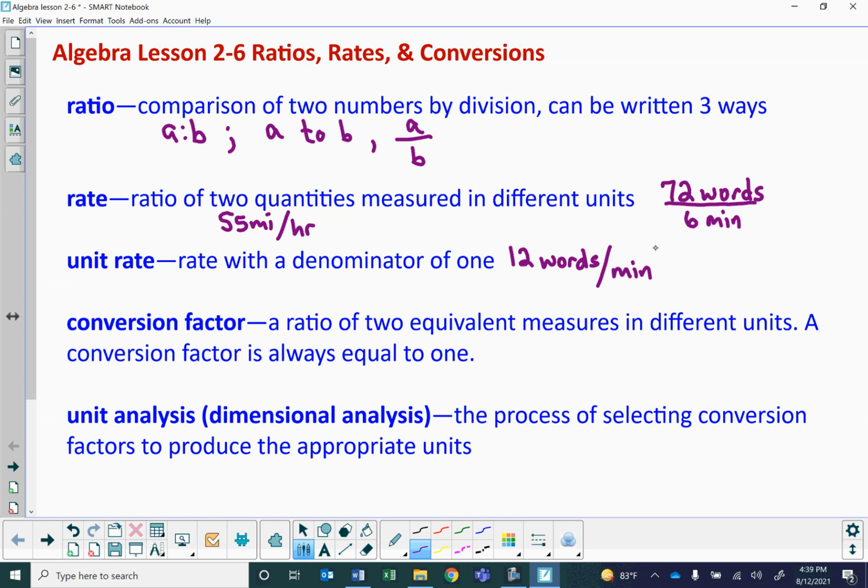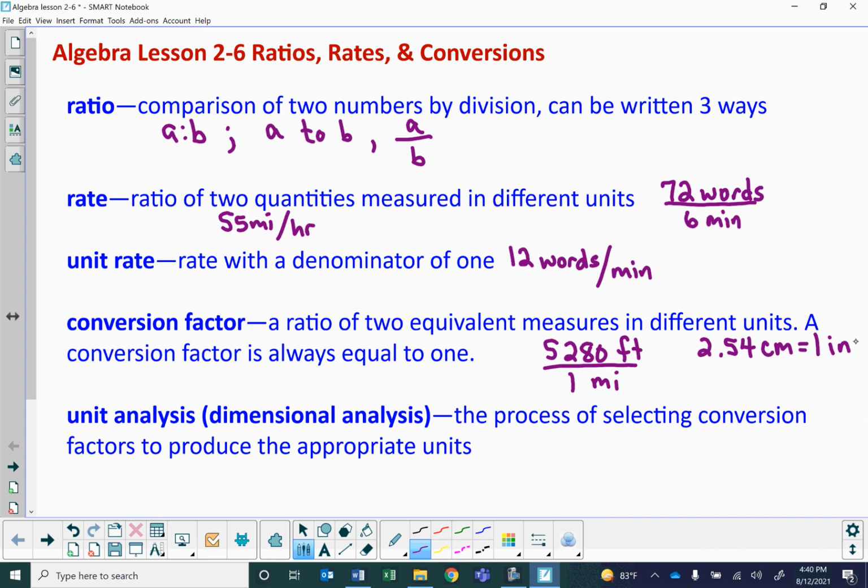A conversion factor is a ratio of two equivalent measures in different units. A conversion factor is always equal to 1. So we might say that there are 5,280 feet in 1 mile. That's a conversion factor. So 5,280 feet is equal to 1 mile. Or you can say 2.54 centimeters is equal to 1 inch. That's also a conversion factor.